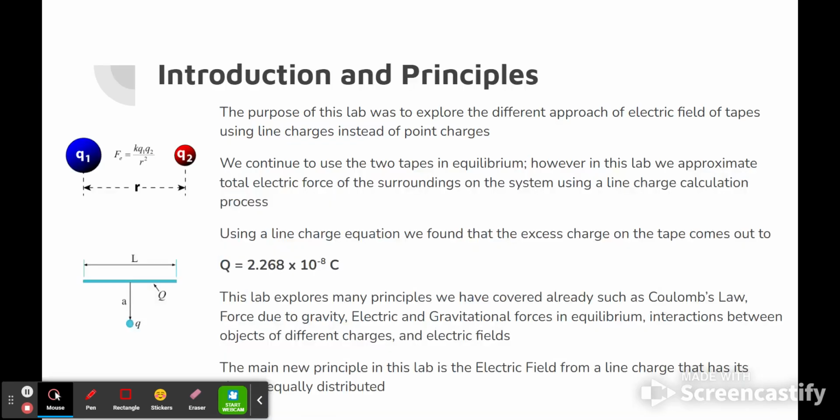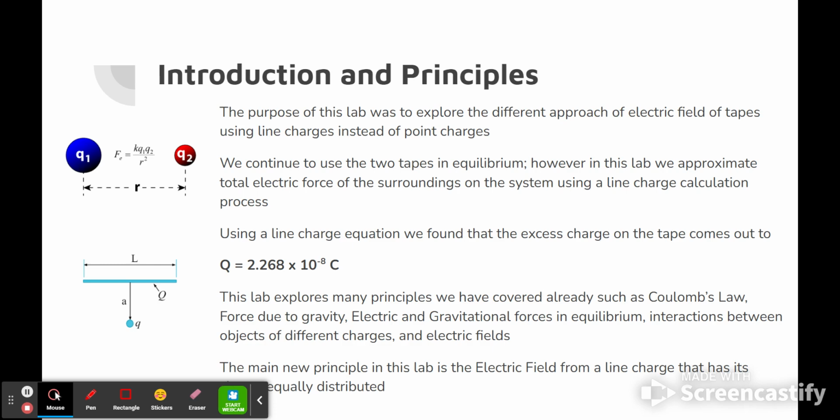As an introduction to this lab, we explore electric fields of tapes using line charges this time instead of point charges as in lab 1. We continue to explore these two tapes in equilibrium, equating the gravitational force and the electric force, but this time we're using line charge to calculate our excess charge instead of the point charge system previously. With all the calculations done, we got an excess charge of 2.268 times 10 to the negative 8 coulombs.